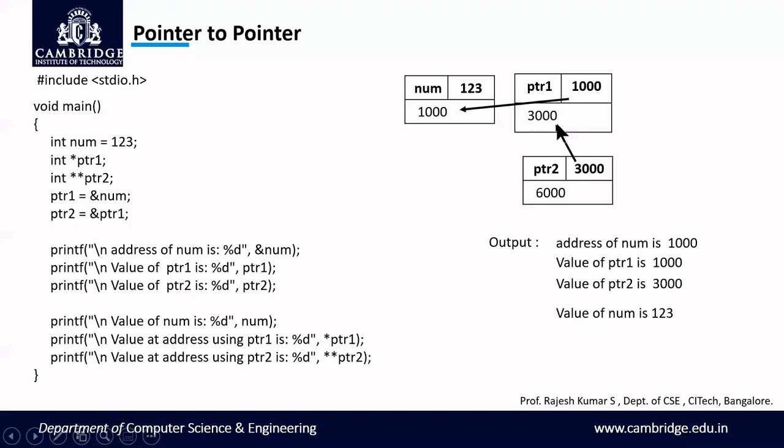For example, ptr1 has got the value 1000. Now, in that address 1000, what value is present? 123. 123 will be displayed on the monitor screen. Now, how do we print this 123 with the help of this second pointer?